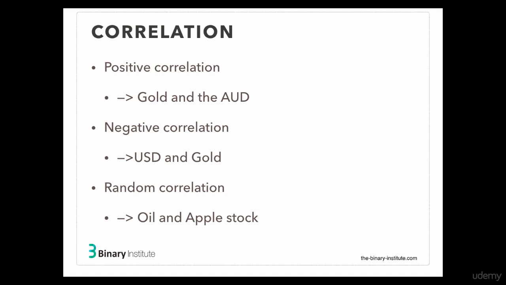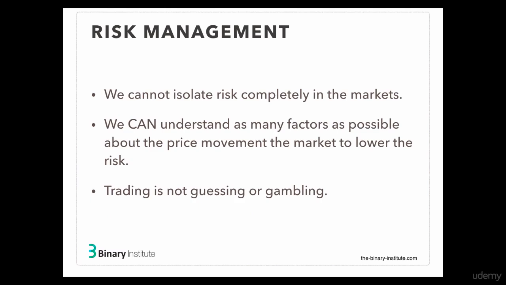Okay? Another example we have is random correlation. And this could be between WTI crude oil and Apple stock. Now, as you can see, there's very little connection between the two of these assets, and it's impossible to say that when crude oil goes up, that Apple stock will also go up, or will move in the opposite direction. But with a little bit of practice and research, you can learn about the correlation of assets and employ this strategy whenever you're trading.